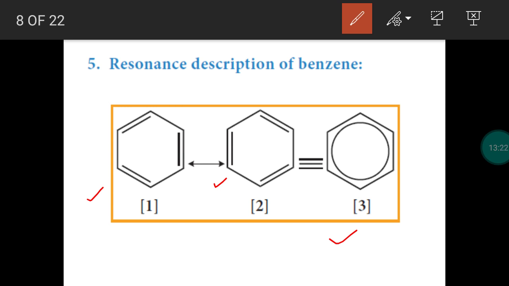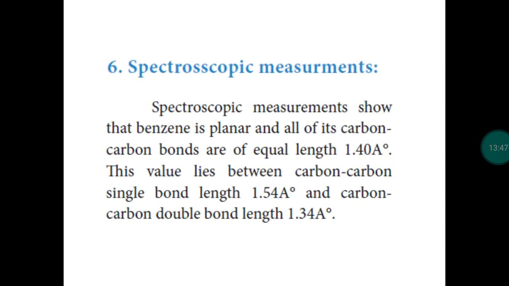So Kekulé's first structure and the second structure differ only in the position of a double bond, but actually the double bond will not be a localized one. The pi electrons are involved in delocalization. So this is the resonance hybrid. Benzene will always be indicated in this form. This is point number 5. Next, point number 6.